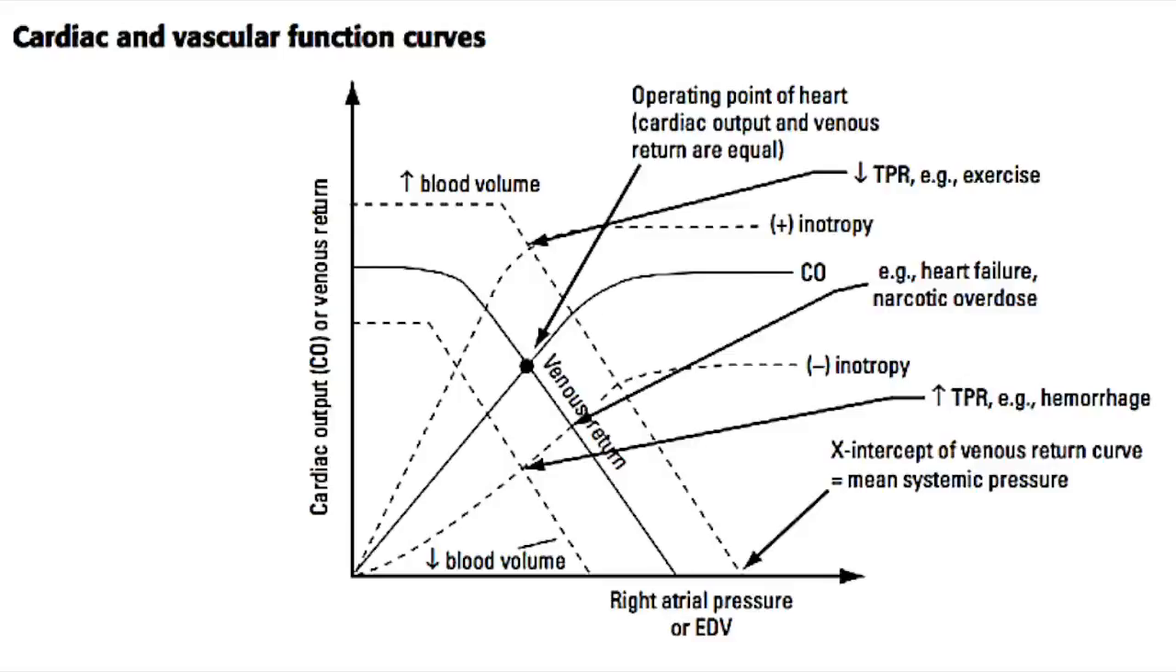It's also important to understand that the venous return curve intercepts the x-axis at a certain point. That point is called mean systemic pressure. The mean systemic pressure is the pressure in all of the blood vessels in the body and the heart if the heart were to stop beating. And as you can see, as you increase blood volume, you shift the venous return curve to the right and increase the mean systemic pressure. The opposite occurs when you decrease blood volume.